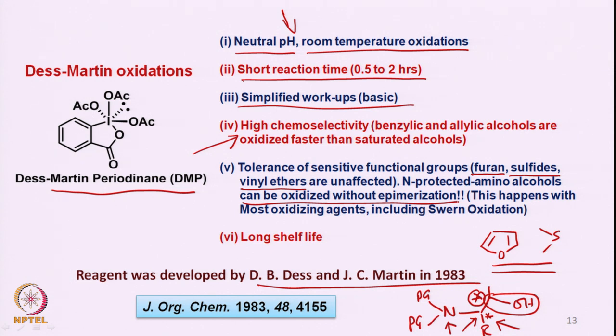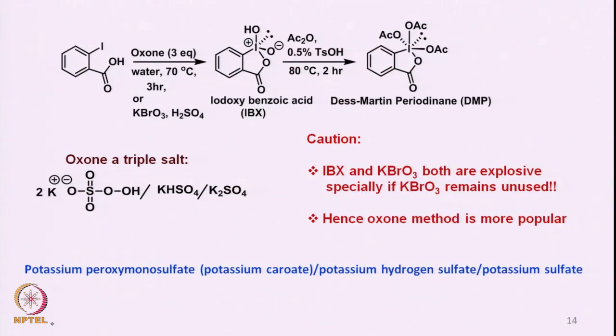Now this epimerization not occurring with DMP is something that has been observed with many other oxidizing agents. So there are many plus points of this Dess-Martin periodinane oxidation, and this reagent, DMP, also has a long shelf life. Considering these aspects of the reagent that we are discussing, there is a lot of scope for the utility of this Dess-Martin periodinane, or DMP reagent, or DMP oxidation.